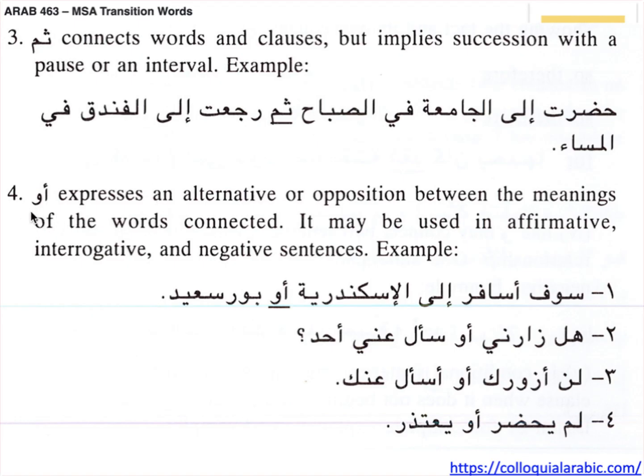Thumma is very common too. And then the fourth one, aw, expresses an alternative or opposition between the meanings of the two words being connected. It may be used in affirmative, interrogative or negative sentences. Sawfa usafiru ilal Iskandariyya aw Bur Sa'id. I will travel to Alexandria or to Port Said. Hal zarani aw sa'alani ahad? Did he visit me or ask about me to someone? La nazuruk, I won't visit you, aw nas'aluka, or ask about you.